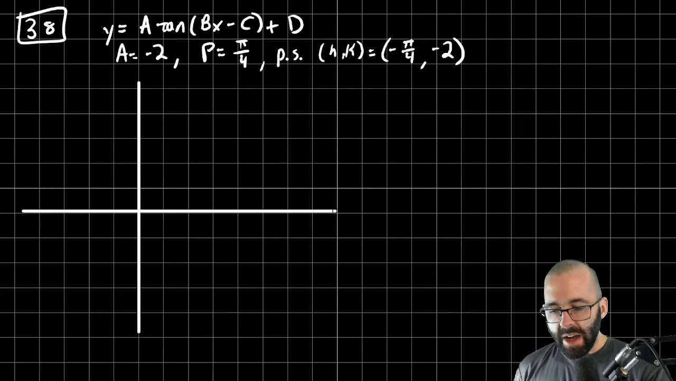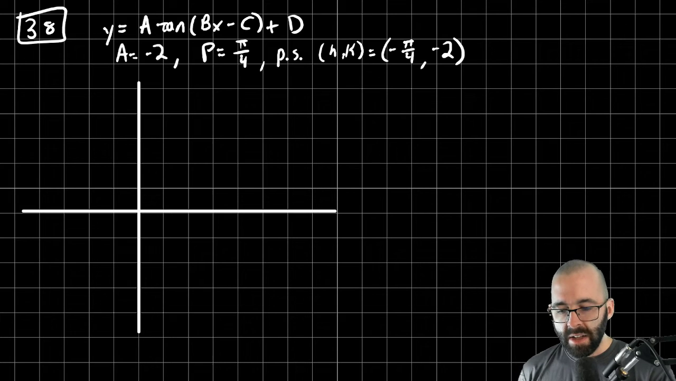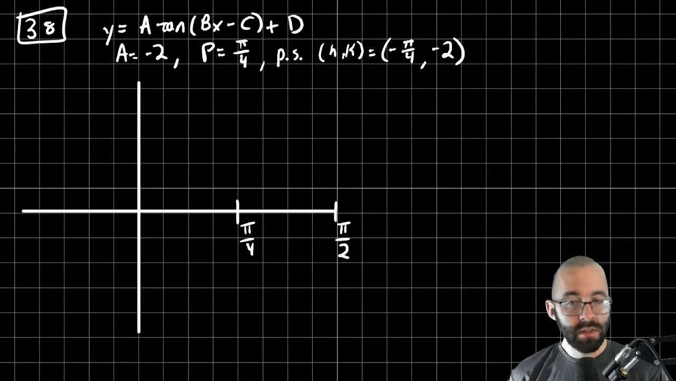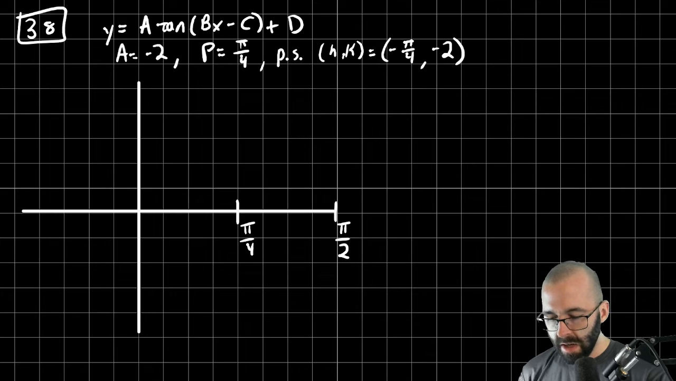So normally we divide the period. Let's say the period is always 4 boxes. We almost always do that. Okay? So the period is pi/4. So let's say this is pi/4. Another 4 boxes is another period. Another pi/4 brings us to pi/2. And 4 boxes in the other way is going to be -pi/4.